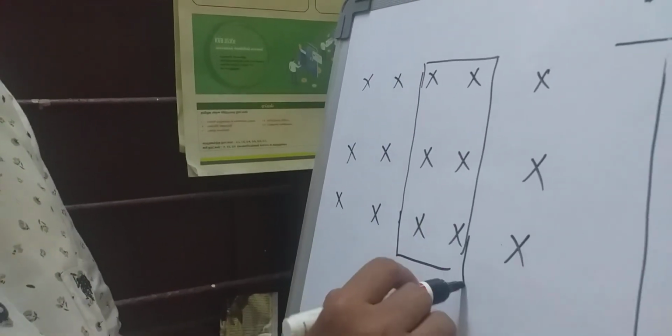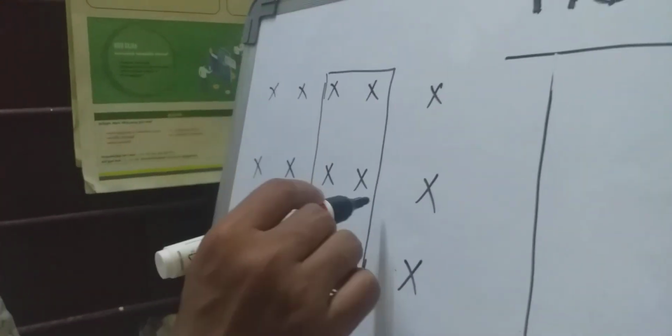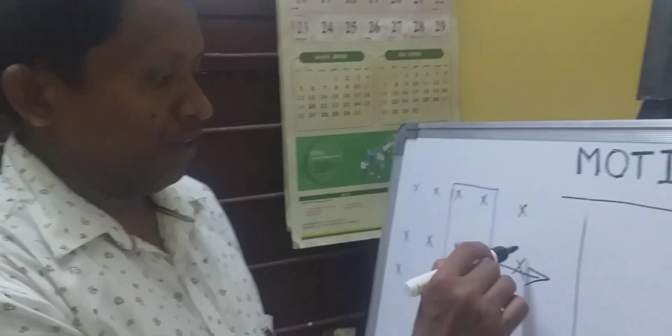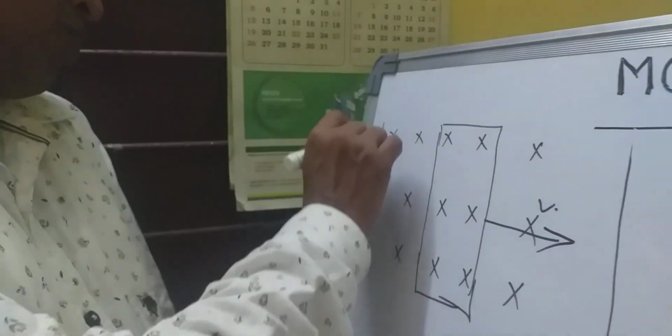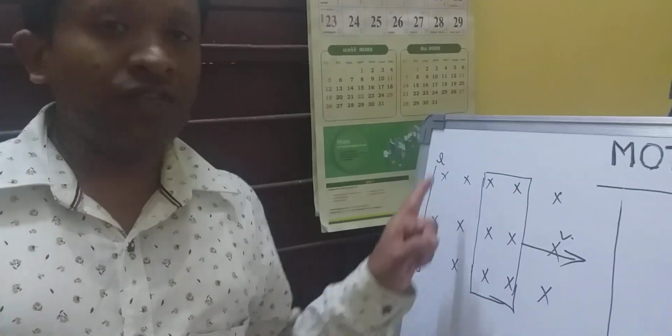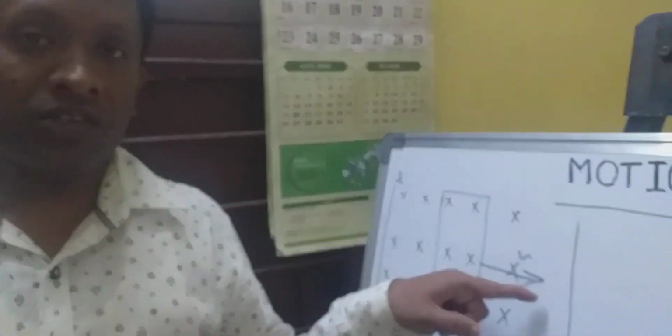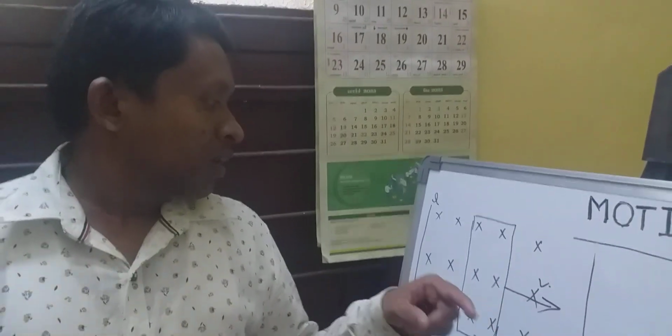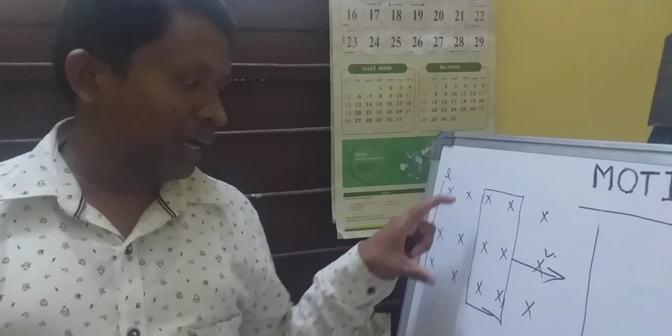I have considered one conductor here. This conductor is moving with velocity v, from 0 to L. So in a magnetic field, one conductor is moving with velocity v, and this is the length of the conductor, L.